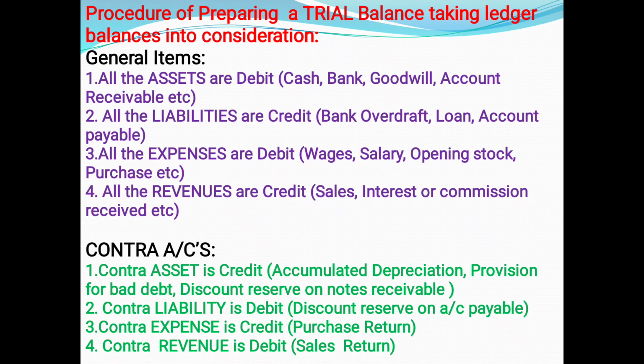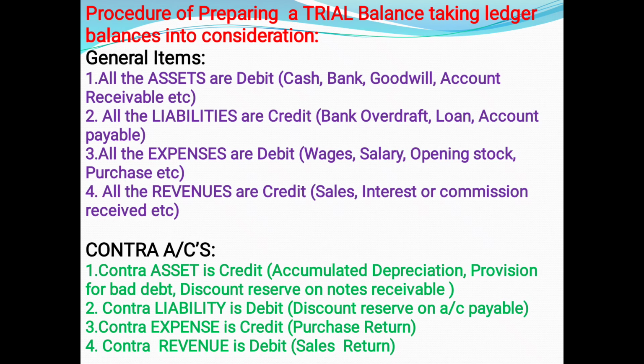Now you have to know contra accounts. What balance is to be shown in contra accounts in a trial balance? Number 1, contra asset is credit. Some moments ago I have already said all types of assets are debit, but all types of contra asset are credit, such as accumulated depreciation, provision for bad debt, discount reserve on notes receivable.